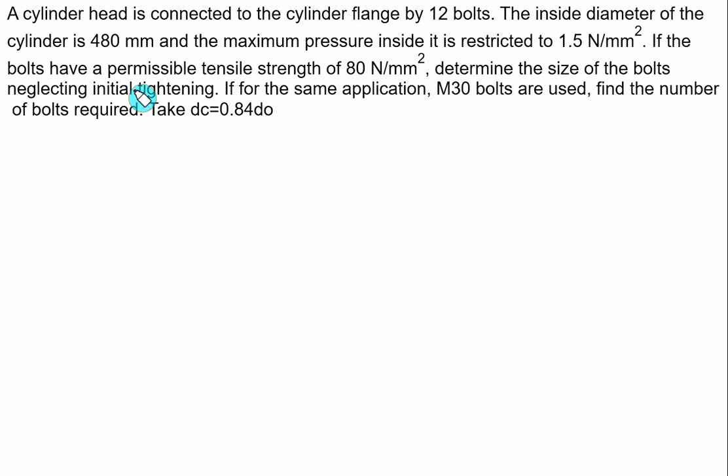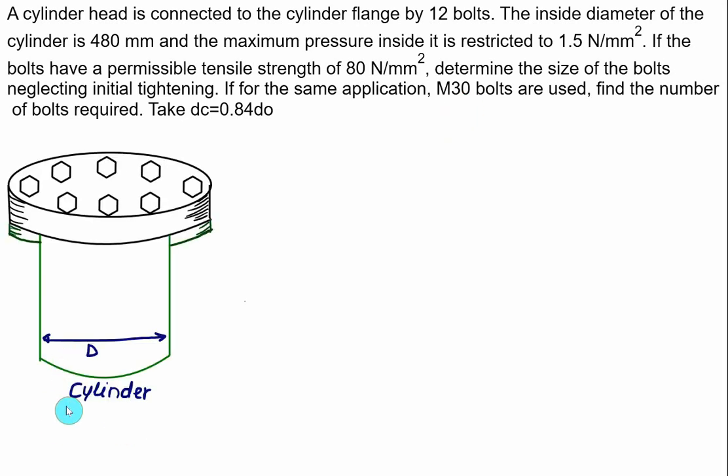If the bolts have a permissible tensile strength of 80 Newton per mm square, determine the size of the bolt, neglecting the initial tightening. If for the same application M30 bolts are used, find the number of bolts required. So you have to solve two cases here. In the first case, you have to find out the size of the bolt, and in the second case, if M30, that is a nominal diameter equal to 30, then how many bolts are required, that you have to find out.